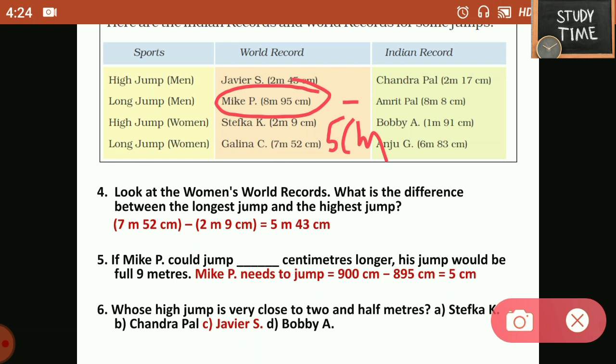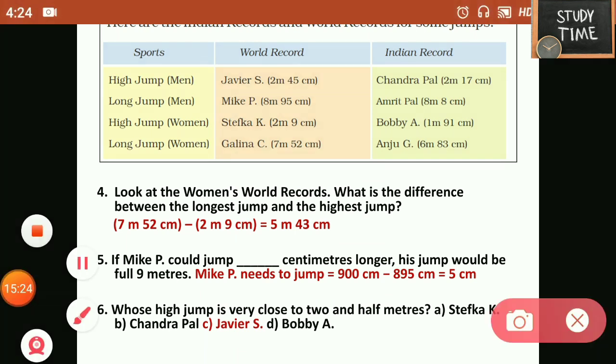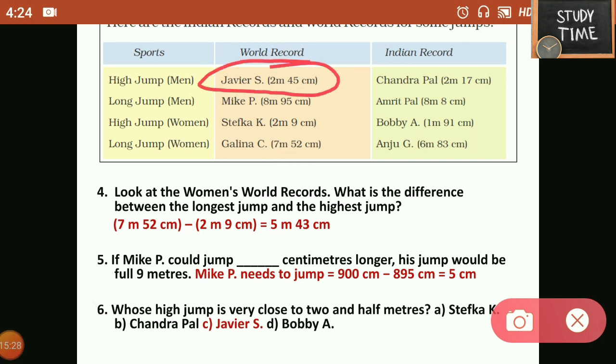Whose jump is very close to 2.5 meters? See, 2.5 meters is very close to this person's, 2 meters 45 centimeters. That person's name is Javier S.